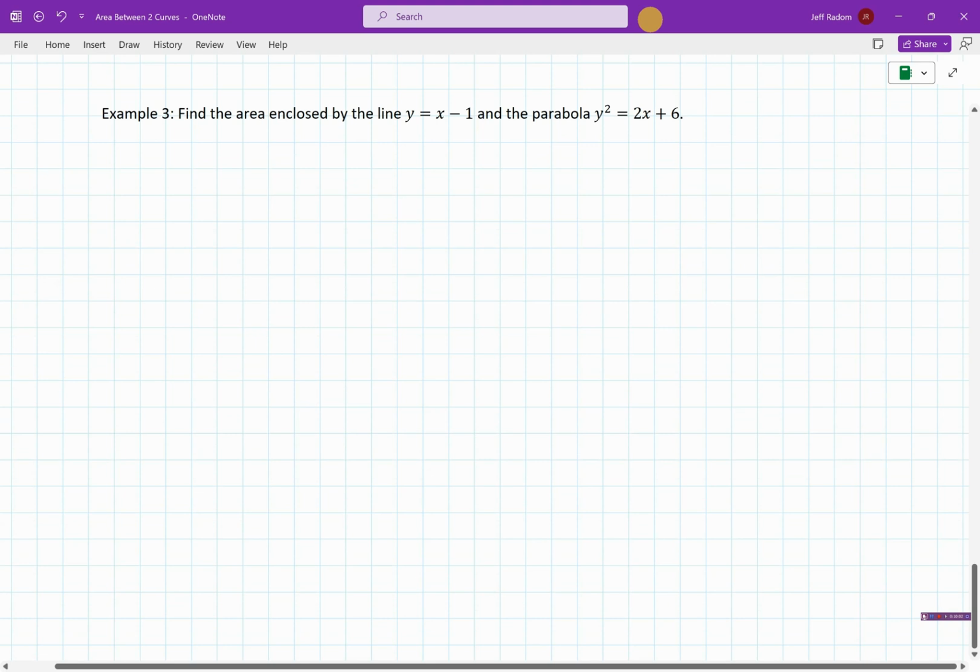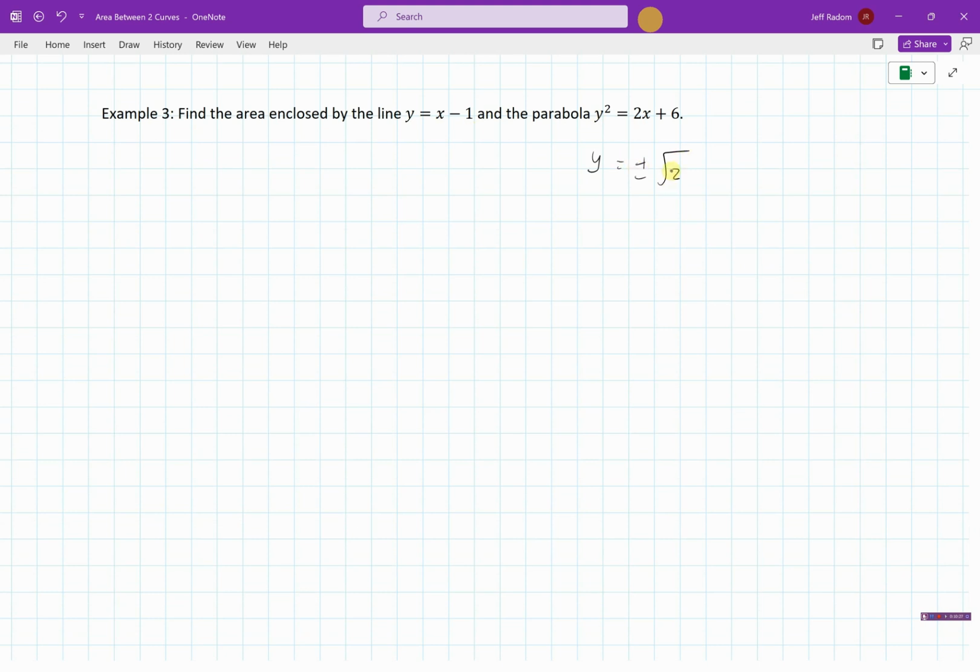Okay, let's look at example 3. Find the area enclosed by the line y equals x minus 1 and the parabola y squared equals 2x plus 6. The challenge with this one is that it's going to be difficult to isolate y. If we were trying to isolate y, this would be plus or minus the square root of 2x plus 6. Let me show you in Desmos what these two graphs look like so you can get an idea.